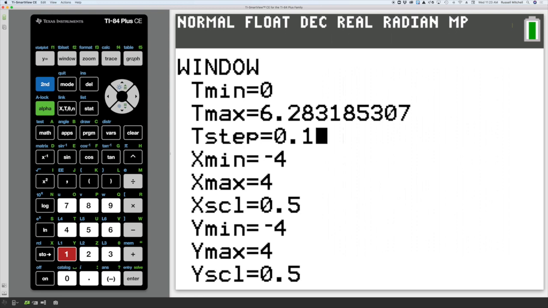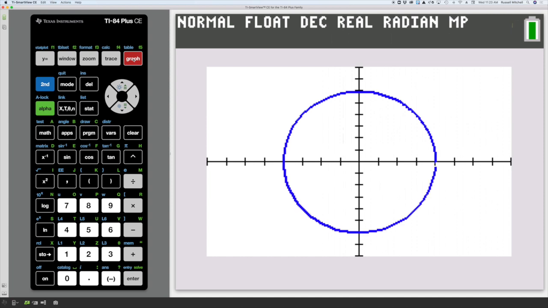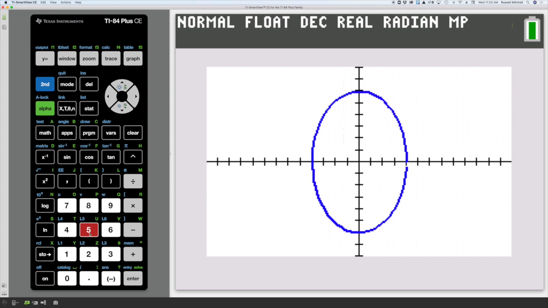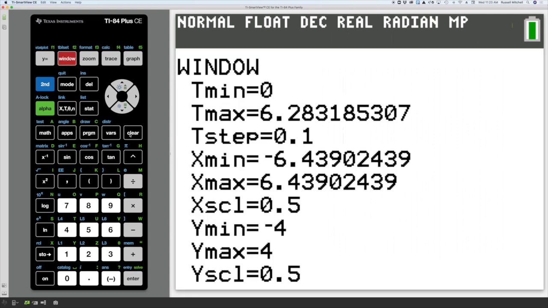So let's graph this one. It's still not quite right, so let's do zoom, and zoom square, and there we go. So that's not bad resolution right there. It's still not going quite to 6.28, that's why there's a little gap right here. So if we go to window and do a t step of 0.01, we're going to get even better resolution, although what we just had wasn't too bad.